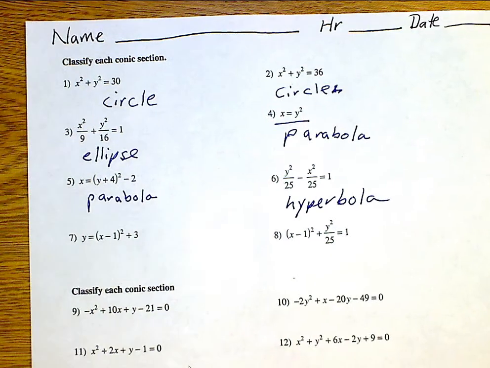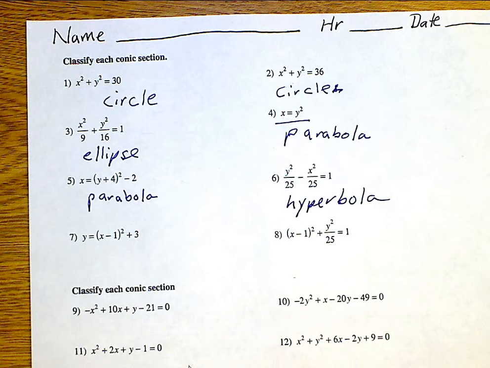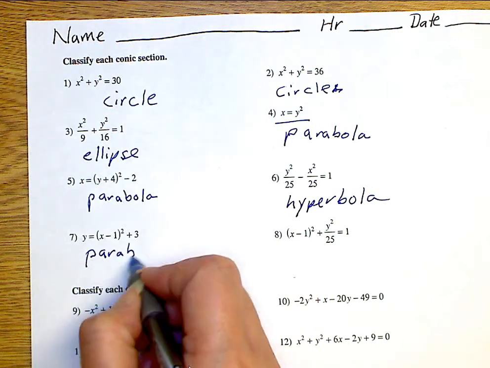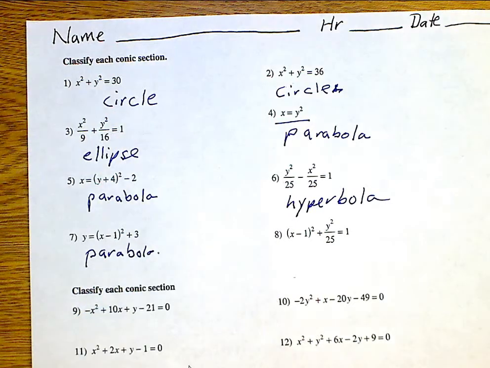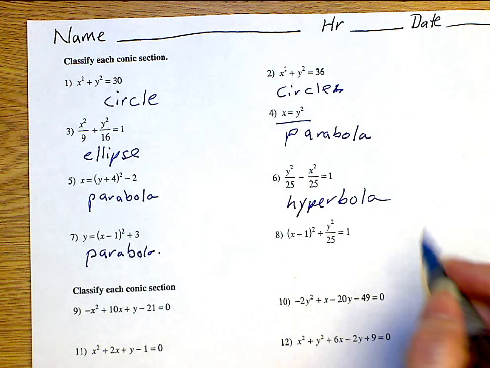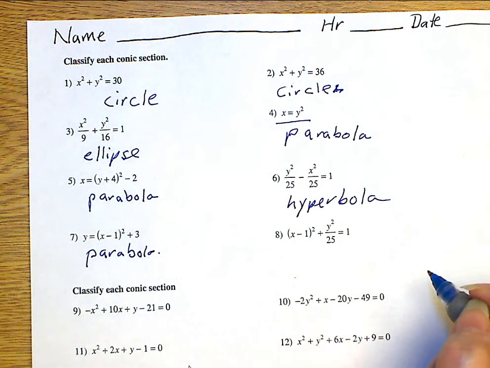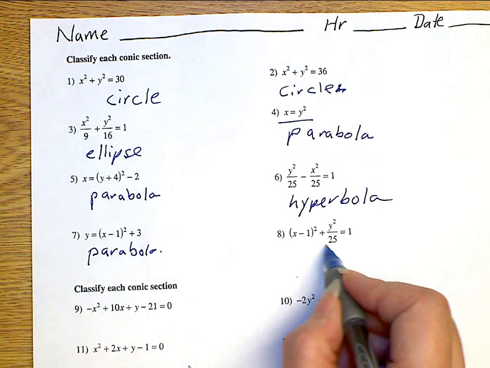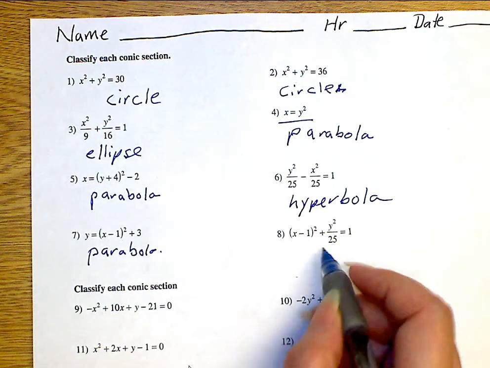Mel, what do you have for 7? Parabola. And let's see. Alexis, what do you have for 8? Ellipse is right because there's a division, so we have ellipse.